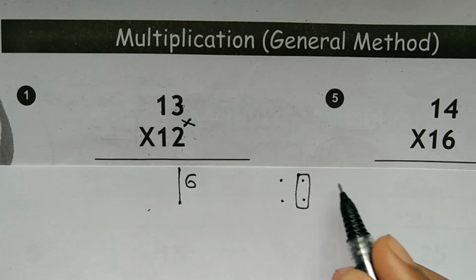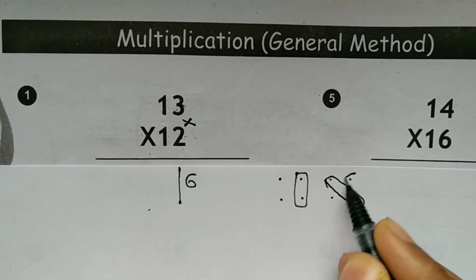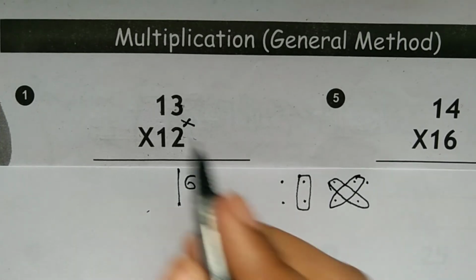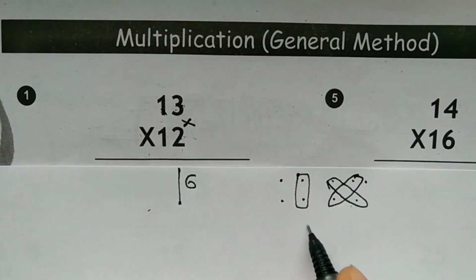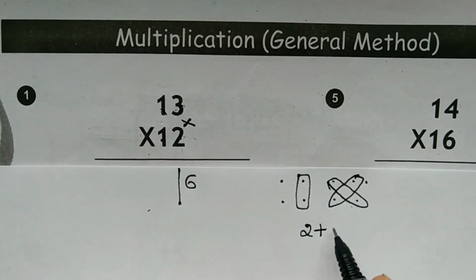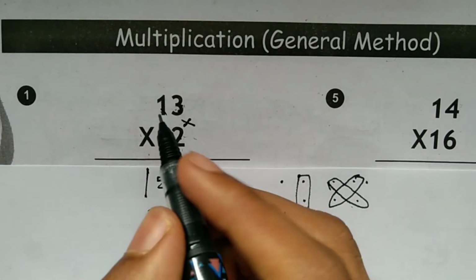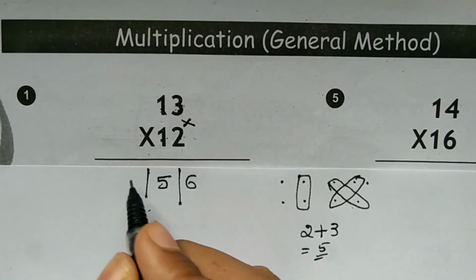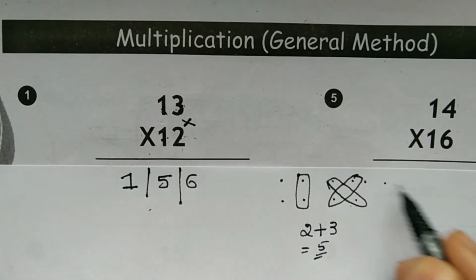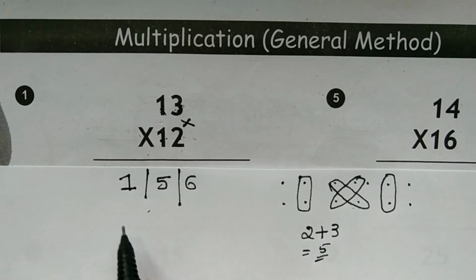Then cross multiplication. How means 1 into 2. 1 into 2 is 2 plus 3 into 1 is 3. Answer is 5. Right, 5. Then first two digits, 1 and 1, multiply is 1. The final answer is 156.